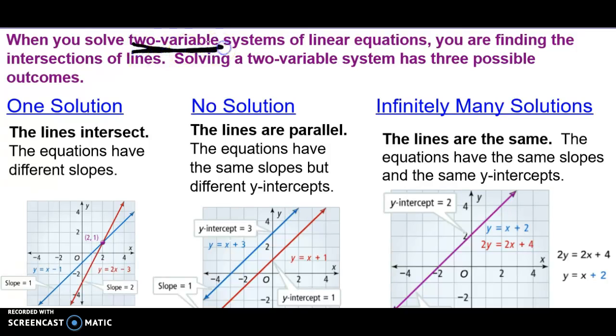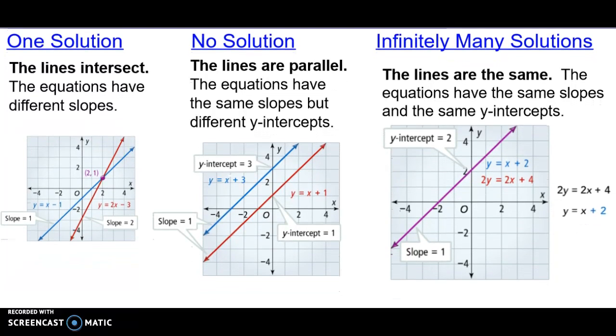So to review what we discussed yesterday, when you solve systems of linear equations that have two variables like x and y, you are finding the intersection of those two lines. That is your solution, that point where those lines intersect. So solving a two-variable system has three possible outcomes, as we looked at in our note sheet yesterday. You could have one solution. One solution is when the lines intersect like they do in this graph.